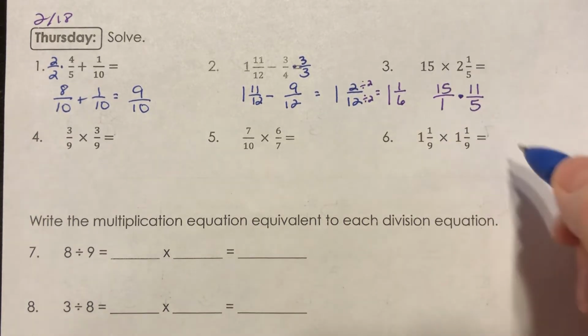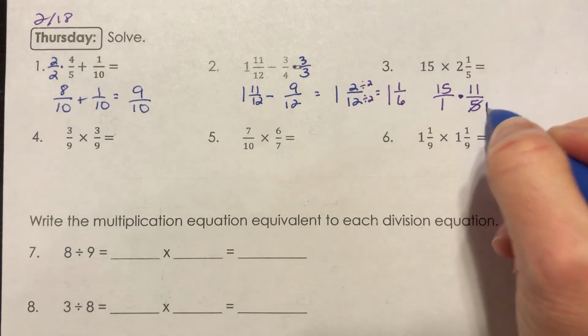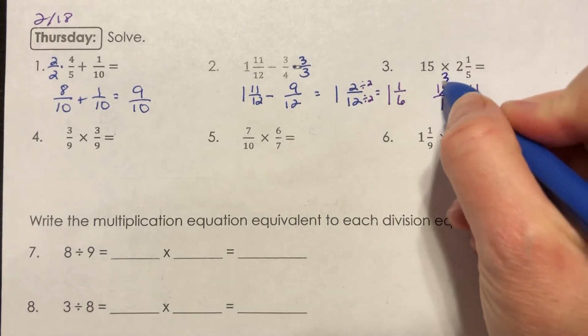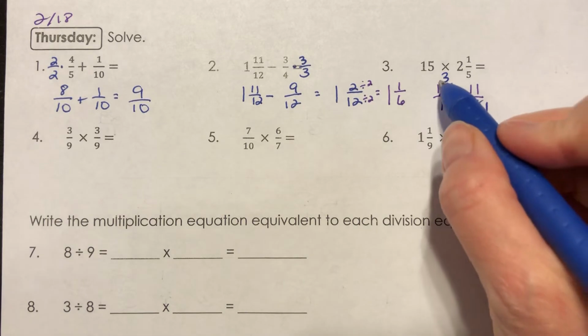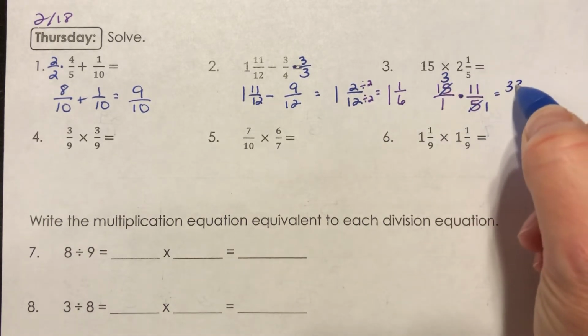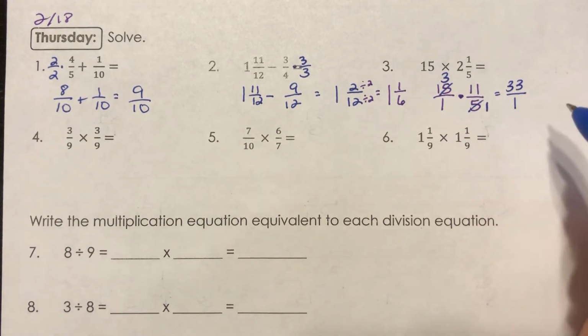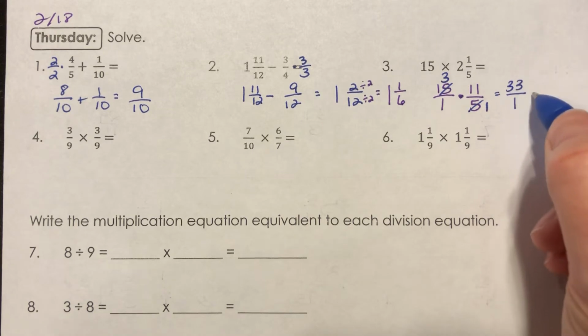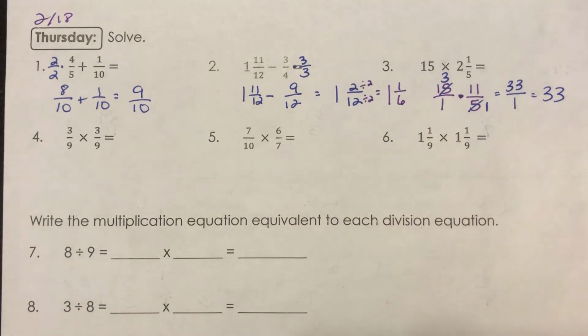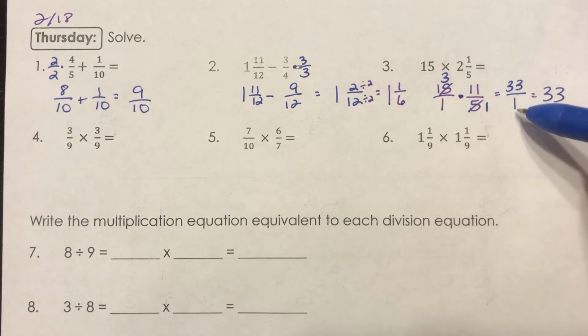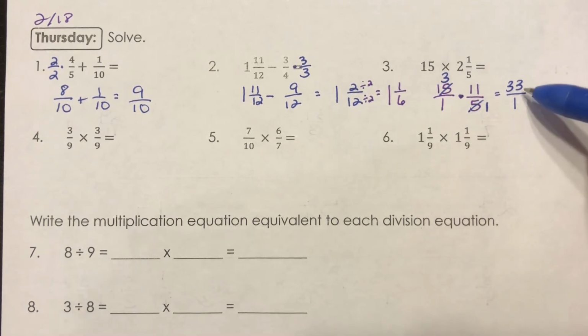5 goes into both of those. 5 goes into 5 once, 5 goes into 15 3 times. So you're left with 3 times 11, which is 33, and 1 times 1, which is 1. And 33 divided by 1 is 33. And please remember that if you had 1 over 33, it's not 33. 1 divided by 33 is not 33. It means you only have 1 out of 33. This is like saying 33 divided by 1.